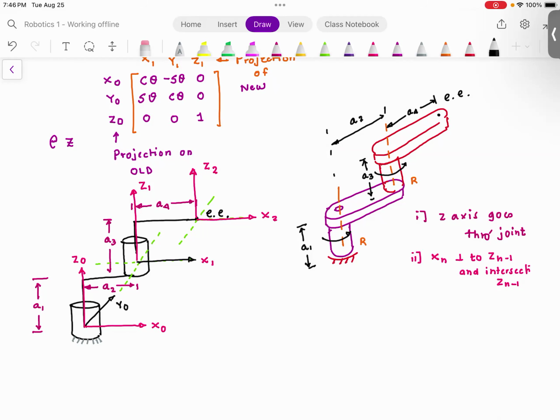Similarly, x, z, can you see y is going in? This is y1. Now, x2 and z2, can you see y2 is going in?